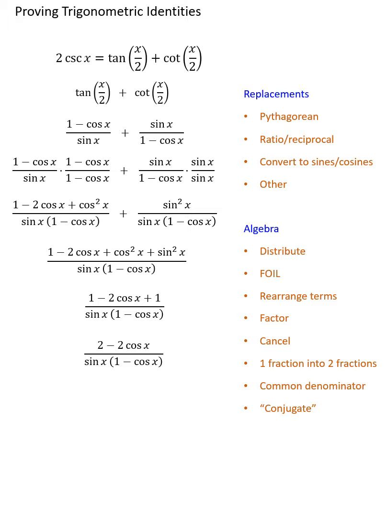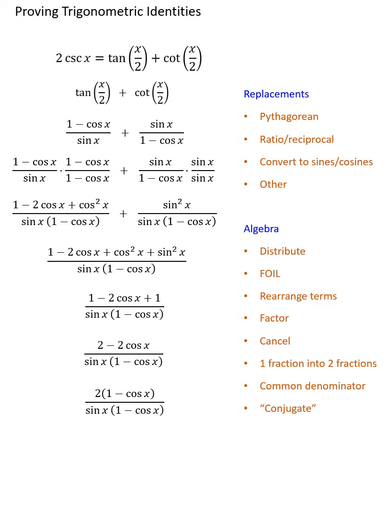At this point, I thought maybe I could factor the numerator since there's a 2 in each term. So I factored the numerator, pulling out a 2 from that expression and leaving 1 minus cosine x, which was great news because now the 1 minus cosine x's are going to cancel.